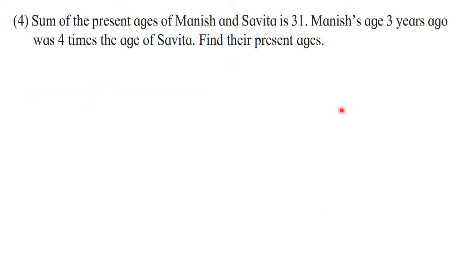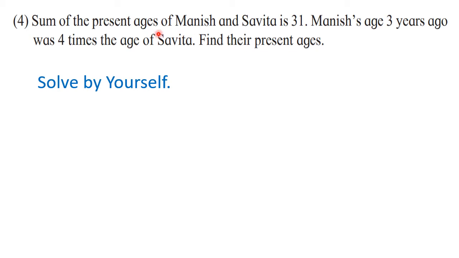Question number 4. The sum of the present ages of Manish and Savita is 31. Manish's age 3 years ago was 4 times the age of Savita. Find their present ages. Such problems we have solved in 9th standard also, and in the exercise also we have solved one problem which was age related. So again it is possible for you to solve this by yourself. Here you have to find the present ages of both.